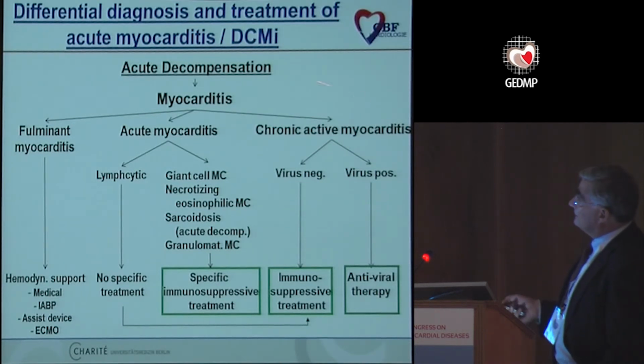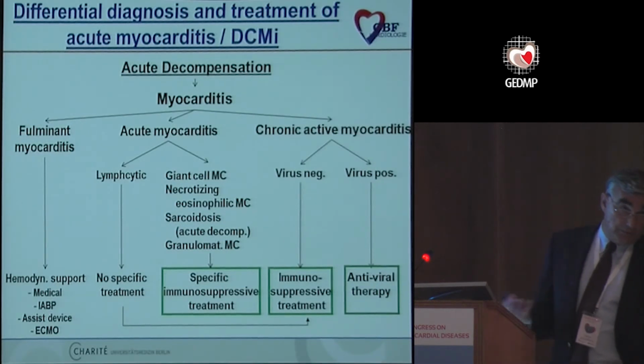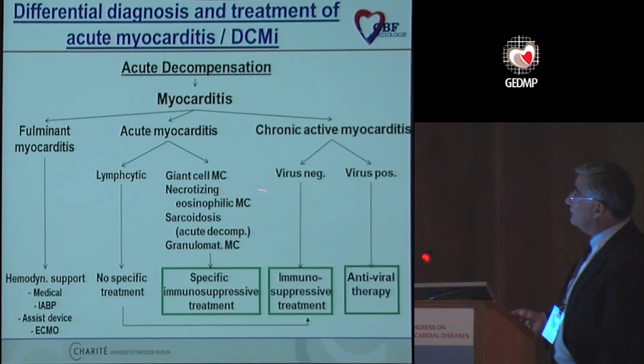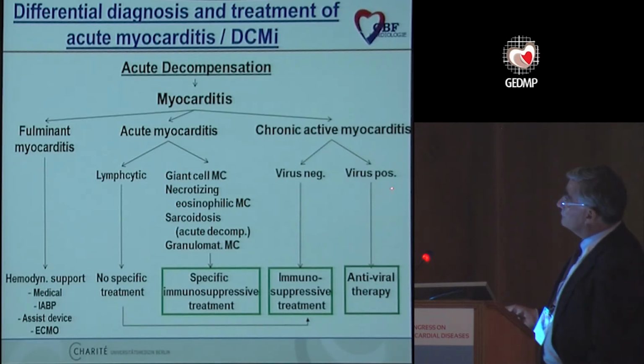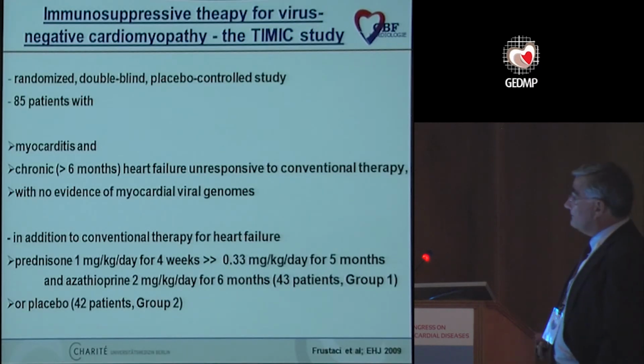And on the other side, if we have a chronic active myocarditis, that is the same as inflammatory cardiomyopathy or whatever you call it, we differentiate, as I showed you, between those which are virus negative and those which are virus positive. And I think here we have the chance for immunosuppressive or antiviral therapy. Regarding immunosuppressives, I just want to show you this paper by Frustaci, published in 2009.